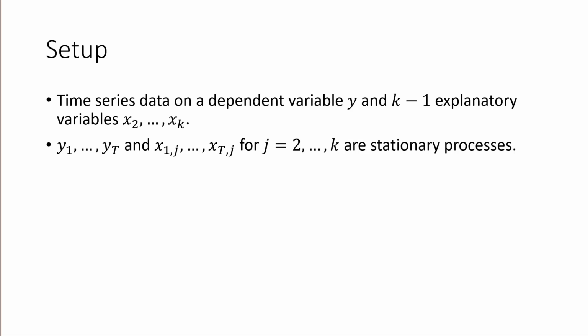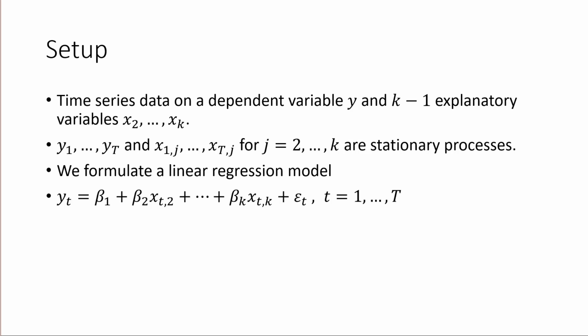So when we have this kind of data, we can formulate a linear regression model, and the linear regression model looks pretty much the same as it does when we have cross-sectional data, with the exception that we use the t subscript instead of the i subscript. So the dependent variable at time t depends on these k-1 explanatory variables and their values at time t as well. Plus, we have this additive error term.